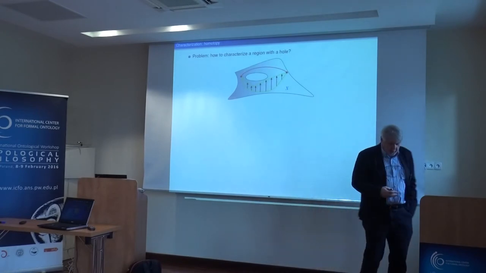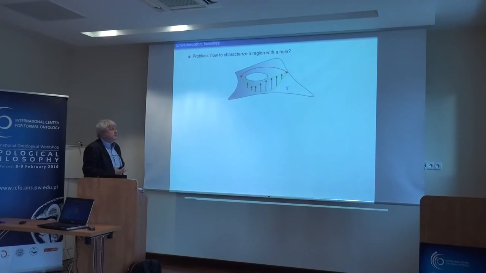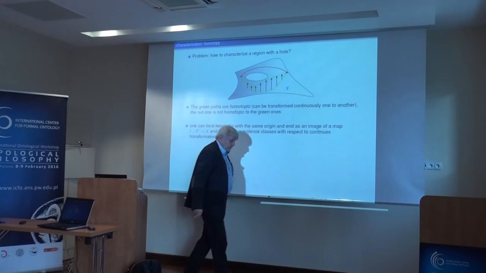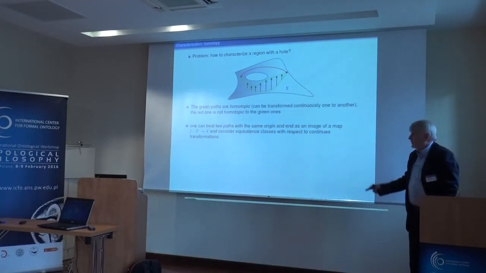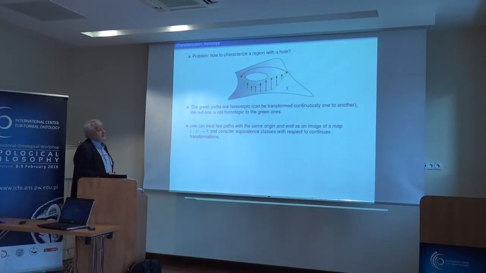So the first, and I would say simplest, idea of characterizing such a region with a hole is that there are homotopic methods. This was already mentioned by Professor Biga in his lecture. You can continuously transform one curve into another in some situations, and for example this is the situation for these green curves. And it is not possible to transform in a continuous way one of these greens into the red one. So one can treat two such paths, which have a common origin and common end, as a mapping from a circle to our space, and consider equivalence classes with respect to continuous transformations of this kind.